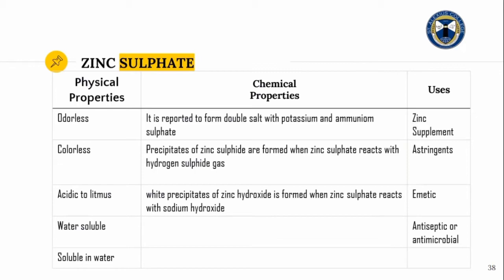The uses of zinc sulfate are the following. In medicine, it is used together with oral rehydration therapy. It is used as a zinc supplement. It's also an astringent. Zinc sulfate acts as an emetic. And when you say emetic, it is a medicine or potion that makes us vomit. So it might be given to a person who has taken a poison or some harmful substances. And it's also an antiseptic or antimicrobial.